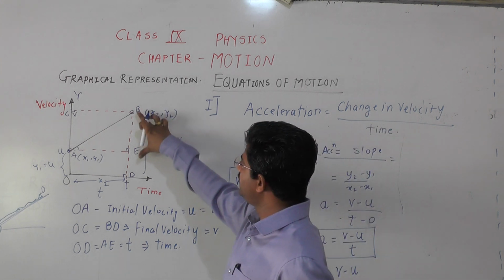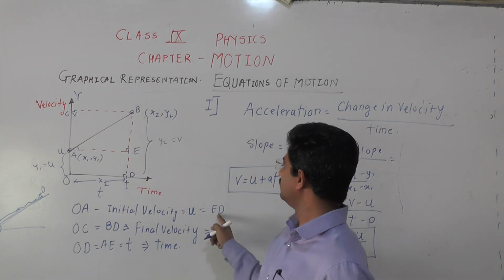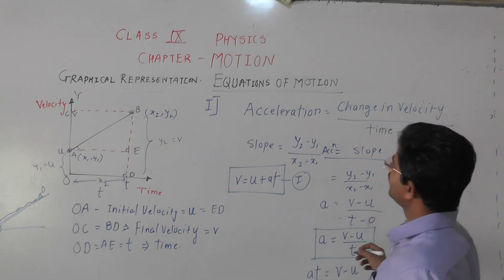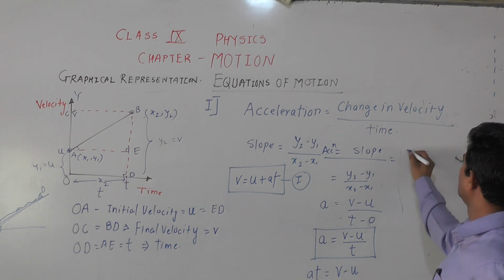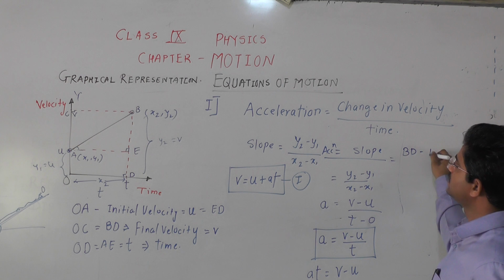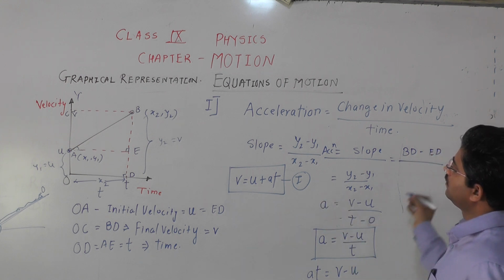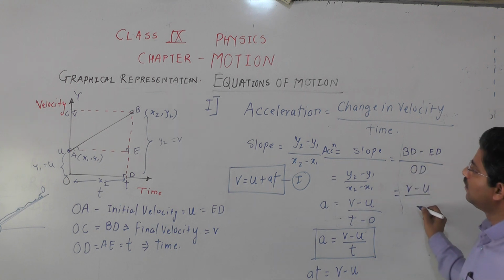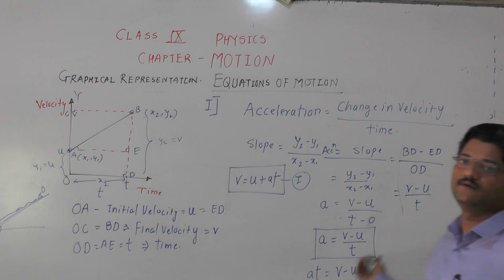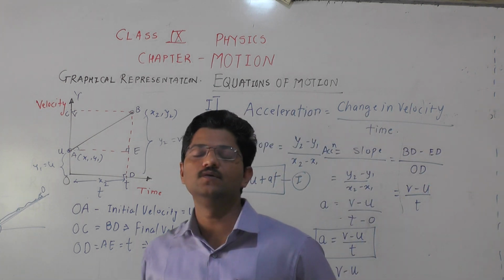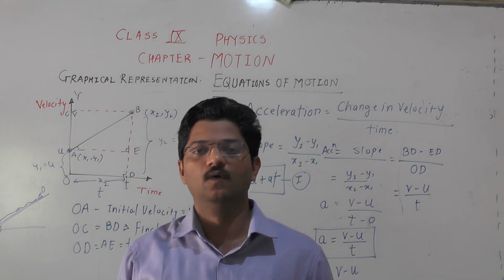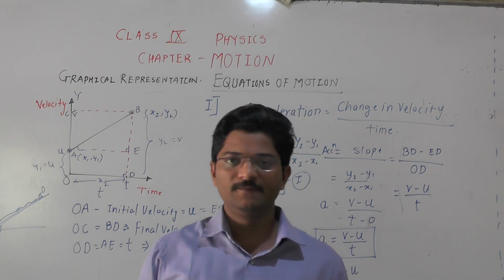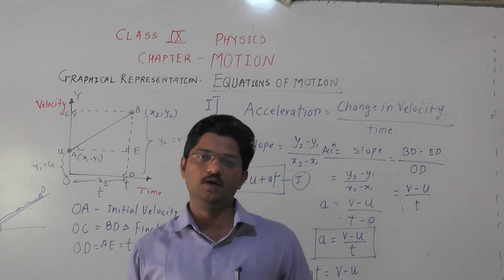So BD minus ED, we already know ED is u and BD is the final velocity. So the slope will be BD minus ED upon time, which will be OD. So BD is v, ED is u and OD is t. In the same manner you will get the value of acceleration, which is equal to v minus u upon t. So this was the first equation of motion. Once again, understand it thoroughly and solve it on your own in your notebook.